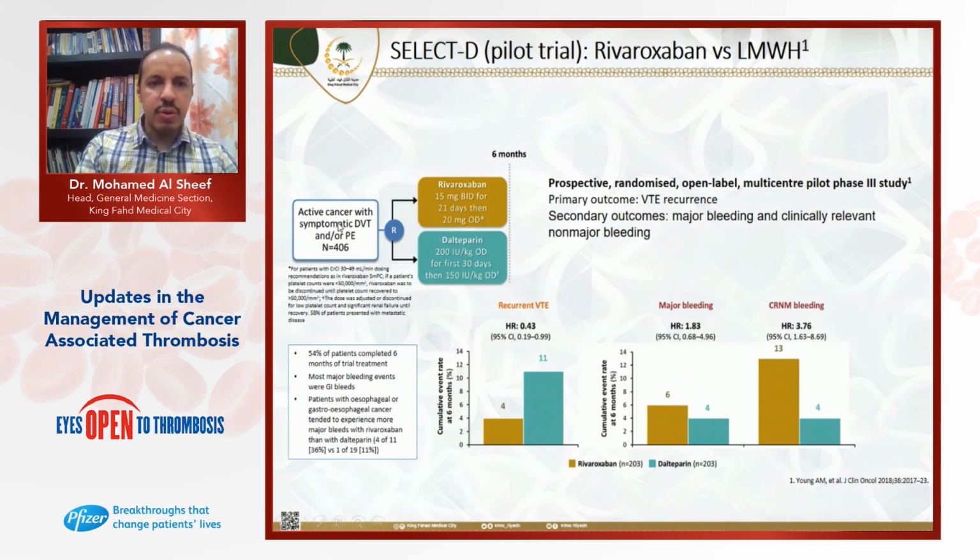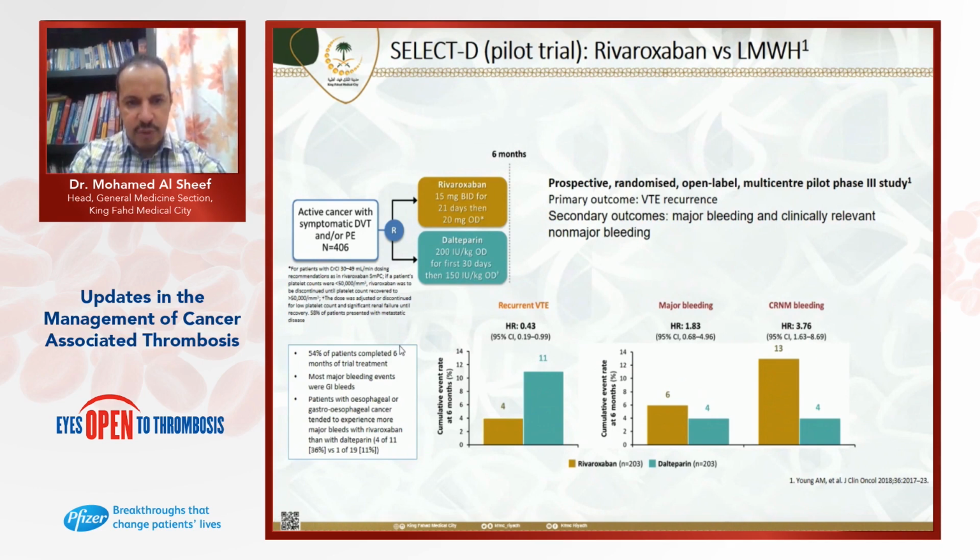So we have the enrollment: active cancer with symptomatic DVT and/or PE, about 406 patients, a smaller size than Hokusai Cancer. They compared a single drug approach, i.e., they used rivaroxaban from the initiation of therapy, 15 milligrams BID for 3 weeks or 21 days, followed by 20 milligrams once daily, compared to dalteparin, the same as before: 200 units per kg once daily for the first 30 days, then 150 units per kg after the first month.